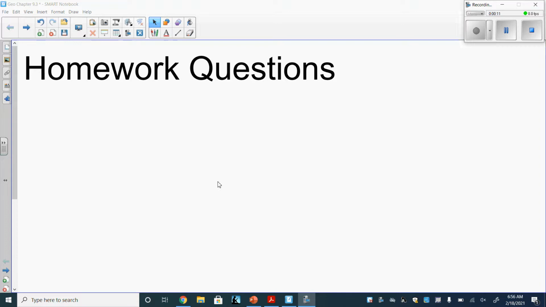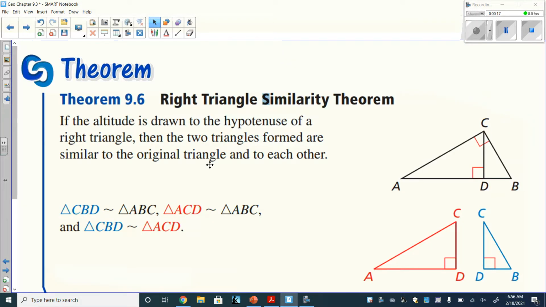So when we look at this here today, we're talking about triangle similarity, right triangle similarity. And we have the right triangle similarity theorem. Now, if the altitude is drawn to the hypotenuse of a right triangle, then two triangles will form similar to the original triangle and to each other.